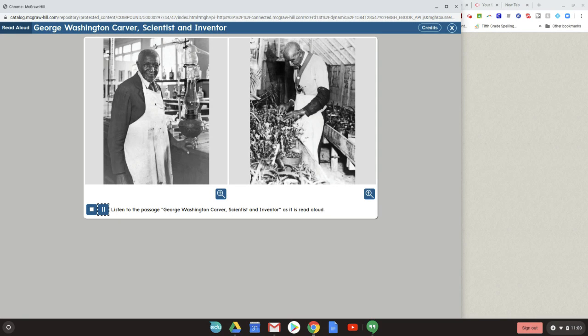Over time, he developed 300 products from peanuts, including flour, ink, dyes, and more. From the sweet potato, he made over 100 products, such as flour, vinegar, molasses, and even postage stamp glue. Soon, farmers were eager to grow peanuts and sweet potatoes. Through his work, George Washington Carver won numerous honors for improving the lives of so many. After he died in 1943, he was buried at Tuskegee University.